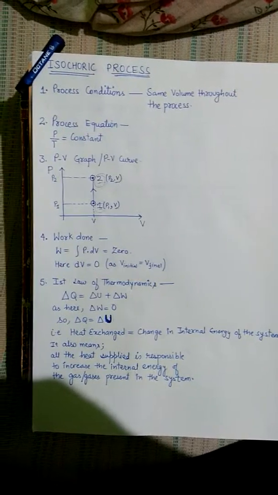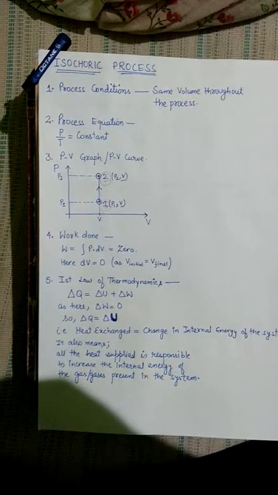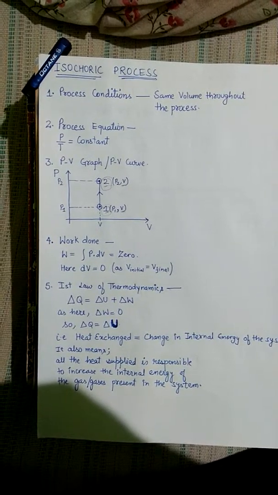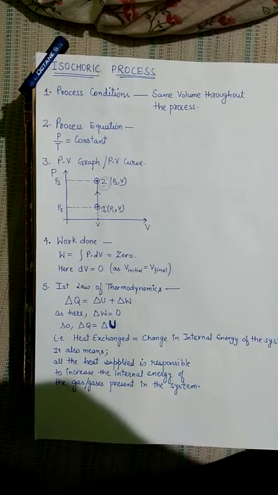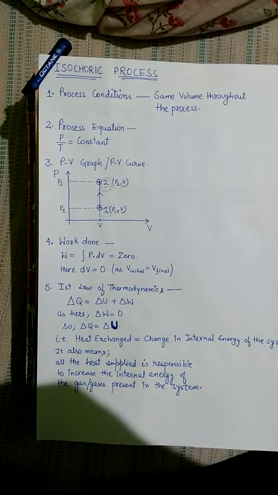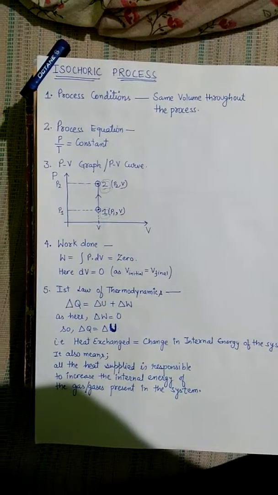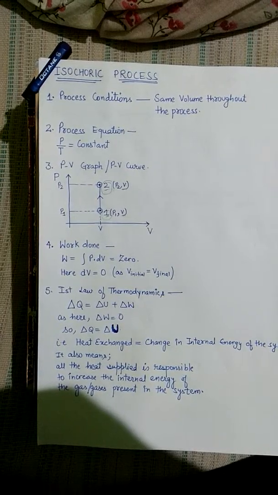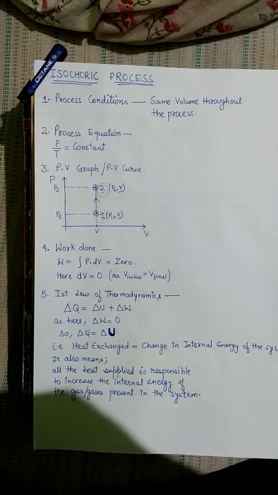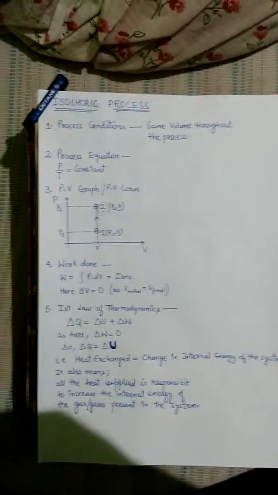So the third part is complete. Now we will switch to the fourth part, which is the work done in this isochoric process. We all know that work done is equal to the integral of PdV. As the change in volume is 0, dV is also 0. So PdV is 0, and the integration of 0 is 0. So in an isochoric process no work is done. Literally no work is done. So what does that mean? We are supplying some energy. Where is that energy going?